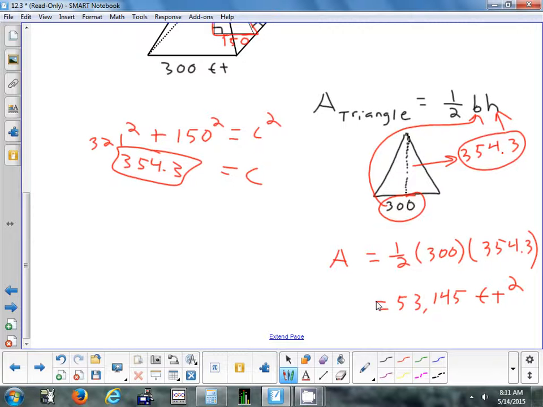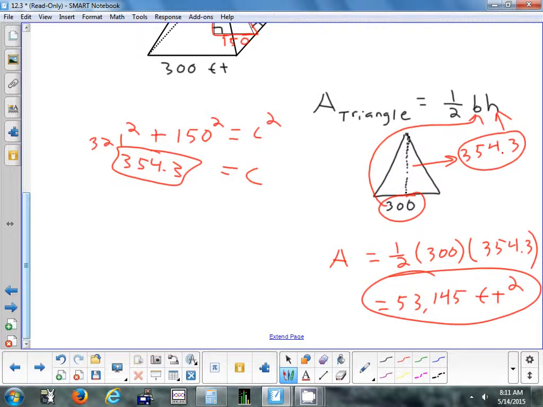Remember, anytime you're writing an area, make sure you put the right label: square feet, square inches, whatever it happens to be. This was feet. Any question on that?